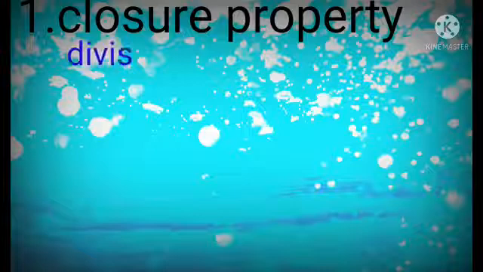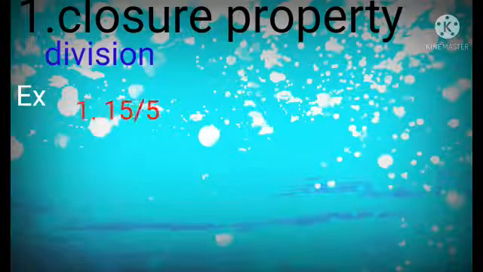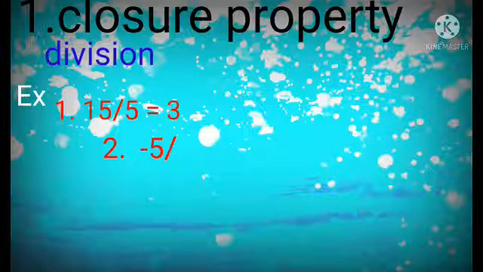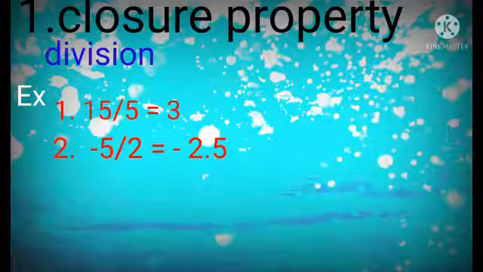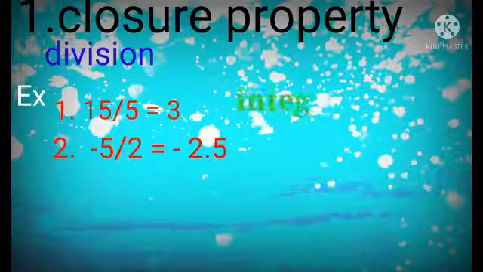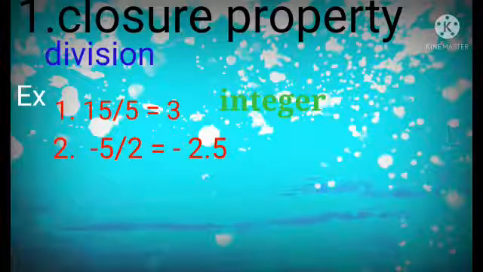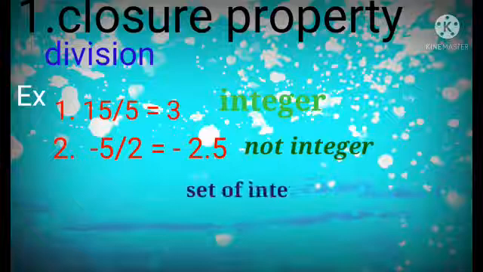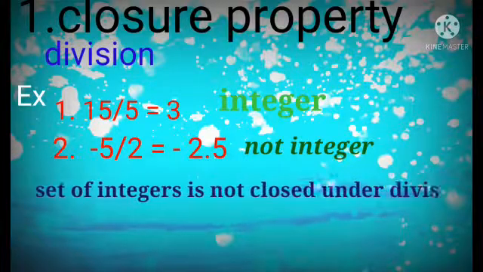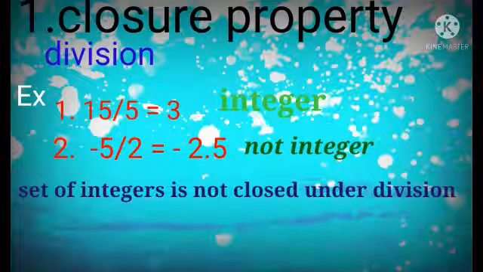Next one is under division. Example, 15 by 5 you will get 3. Second one is minus 5 by 2 you will get minus 2.5. So from the above examples, 3 is an integer. Minus 2.5 is not an integer, right? So you can say that the set of integers is not closed under division.